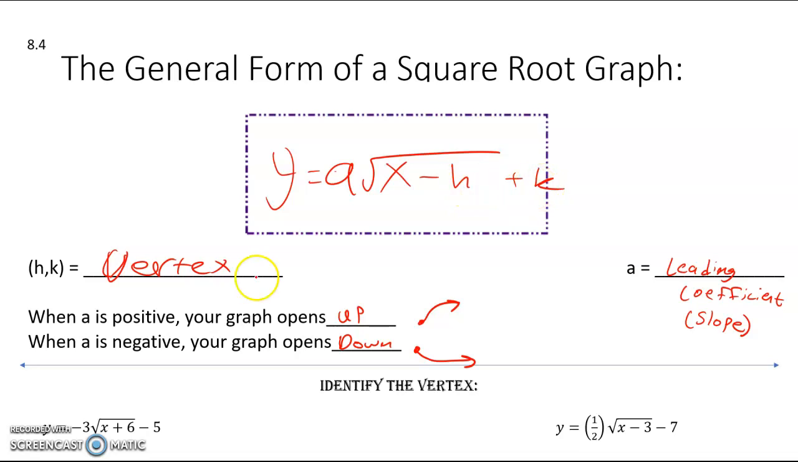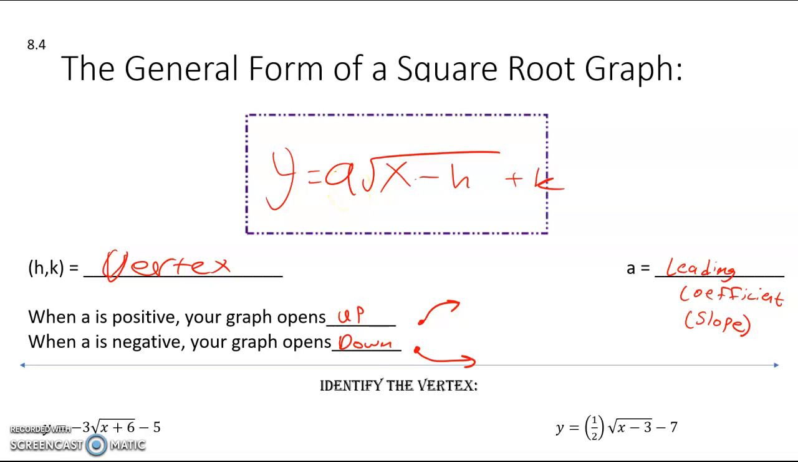This h and k is actually our vertex. And again, it's the opposite sign in here. So if it's a minus sign in here, the number is going to be positive. The thing outside is the same sign, okay? Now the a outside here, if that's negative, again, it opens down.